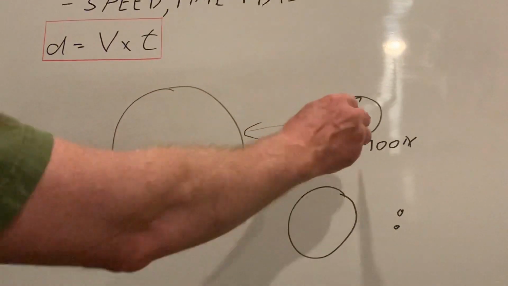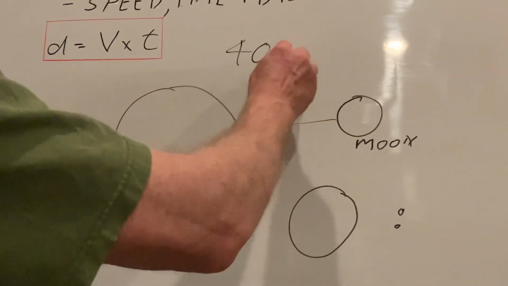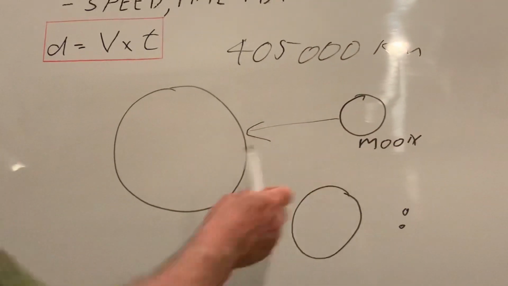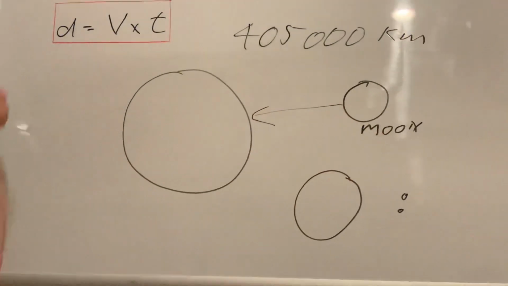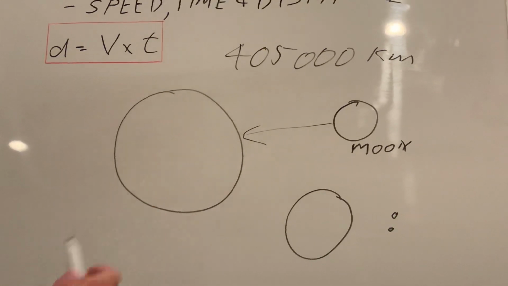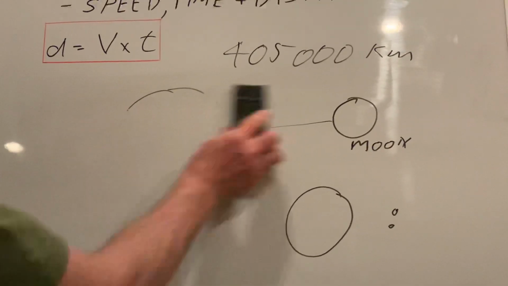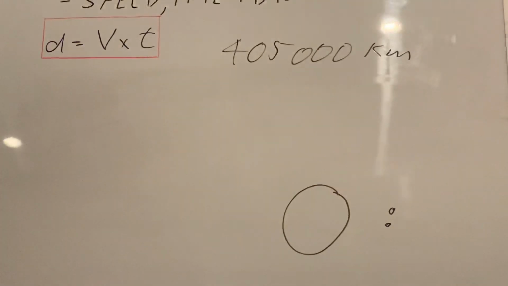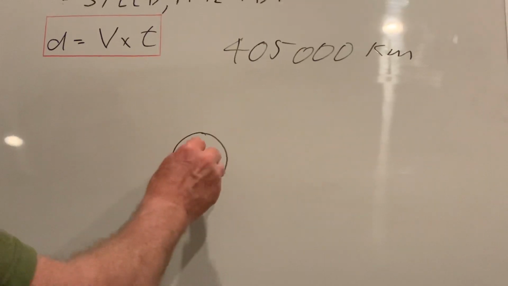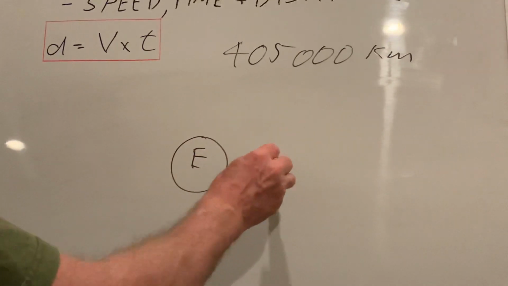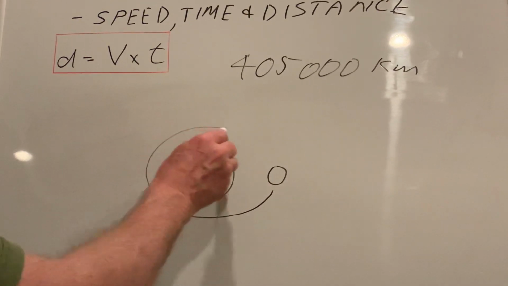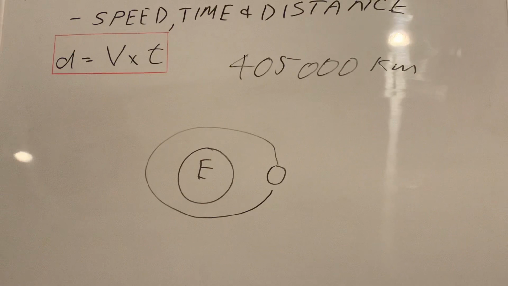And I said to you, the Moon today is 405,000 kilometres from the Earth. The reason I said that was it's not a complete circle around the Earth. It actually is an ellipse. So if that's the Earth there, this is the Moon. It doesn't go in a complete circle. It's a bit elliptical. It's more like a football or an egg.